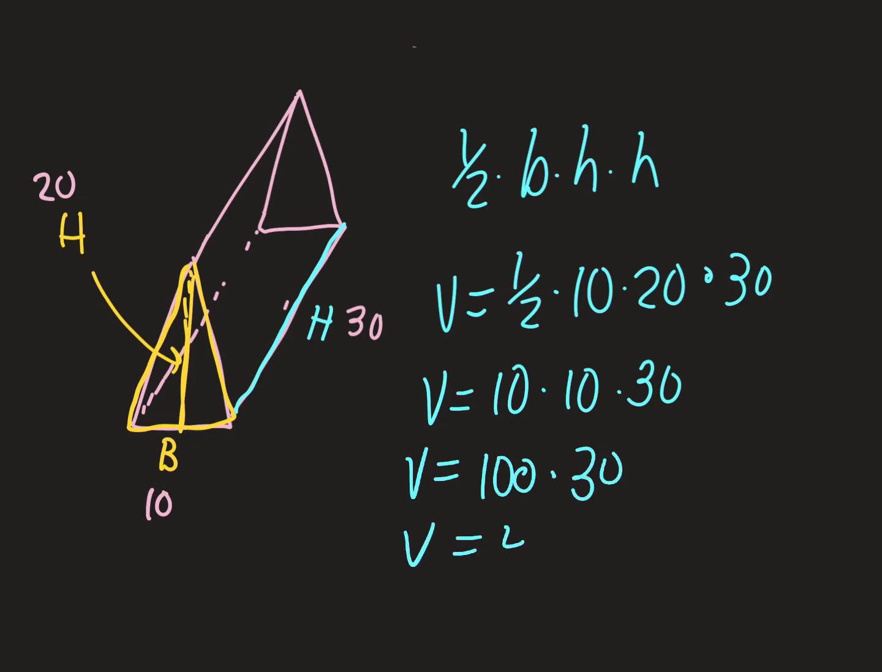So that would be, I was about to put a 4. Look at me go, that's so silly. 3 times 1 is 3. I've got 3,000. The volume is 3,000. If this was inches, this would be inches cubed.